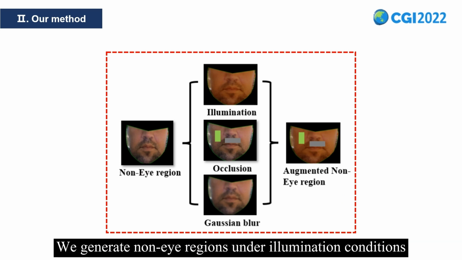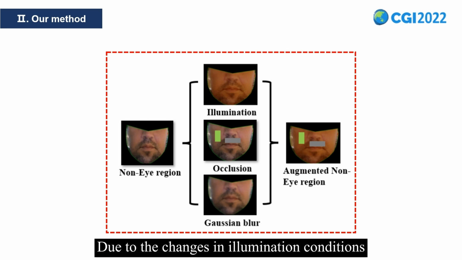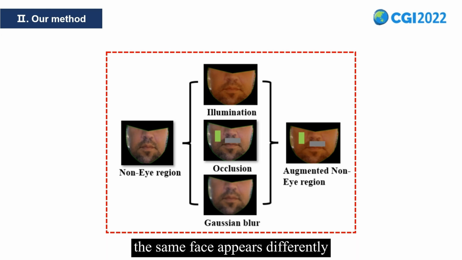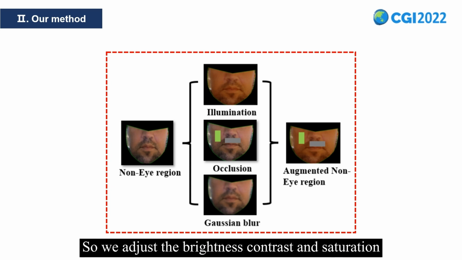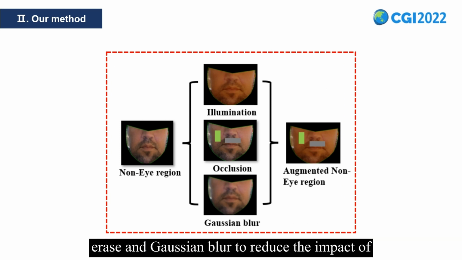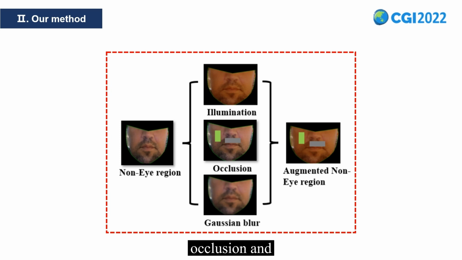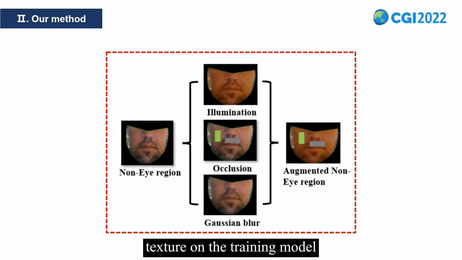We generate non-eye regions under illumination conditions, random occlusion, and Gaussian blur. Due to the changes in illumination conditions, the same face appears differently. So, we adjust the brightness, contrast, and saturation in order to generate different illumination conditions. We use random erasure and Gaussian blur to reduce the impact of gaze-irrelevant features such as occlusion and texture on the training model.